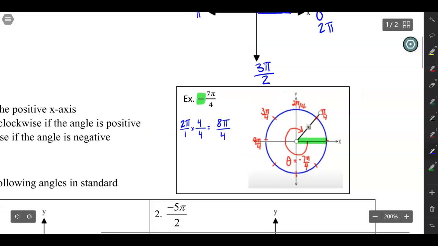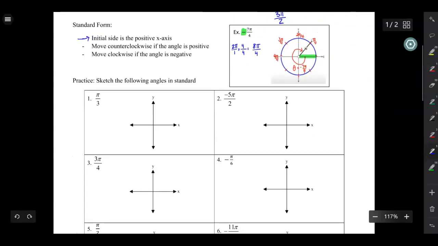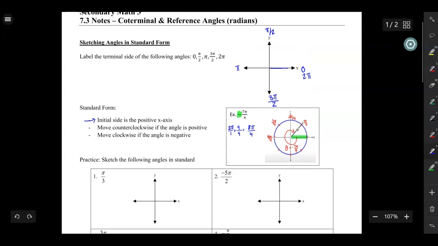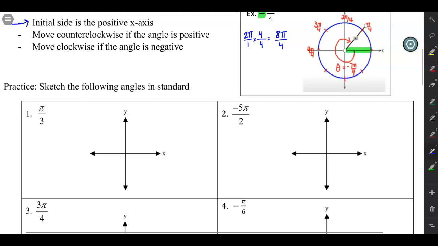Okay, let's go ahead and work through some more examples sketching these in standard form. So again, we're going to want to go back to what we've used up here, that we know the right side is 0 radians, straight up is pi halves, to the left is pi, and then down is 3 pi over 2. So definitely keep that in mind as we work on these. So we have pi thirds in this first example. If I'm going to start here with my initial side, and I were to go all the way around to the other side, I would get all the way to pi.